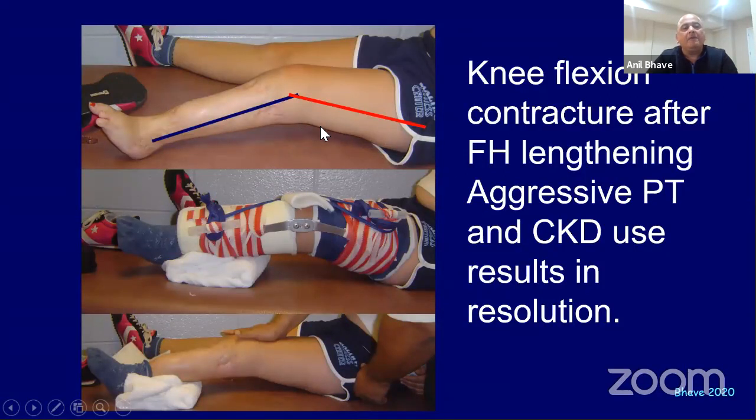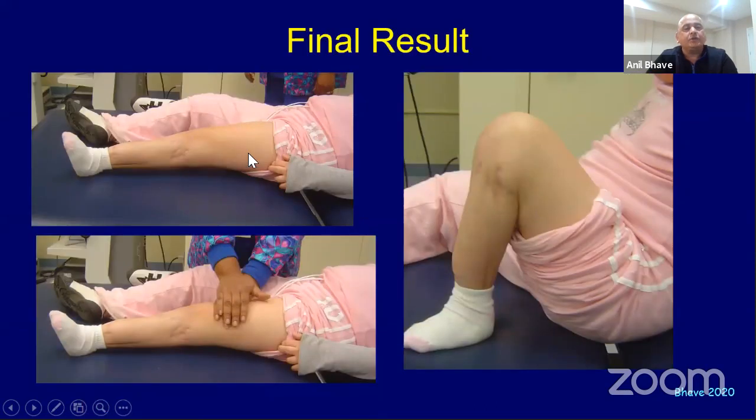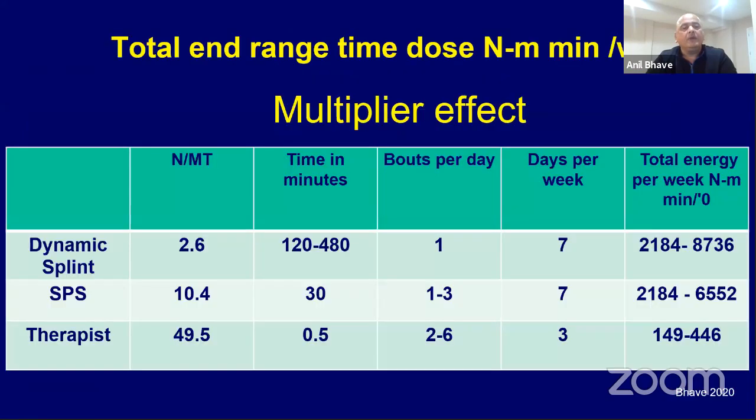This is a case of fibular hemimelia, where the same thing can be done, where a knee flexion contracture has occurred, and we have gradually stretched it to get full extension of the knee. Nothing else is needed other than good splinting and some stretching by parents at home.